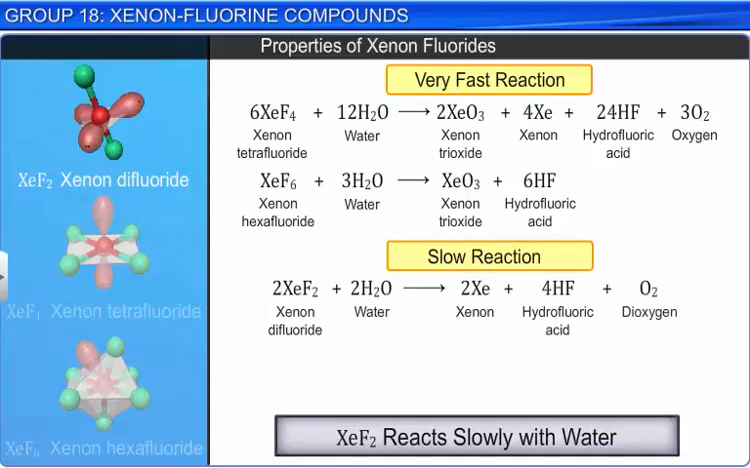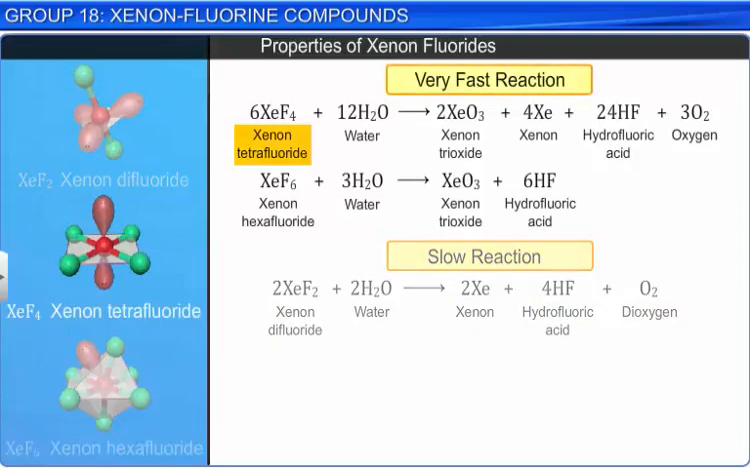You can see from the equations that the products of the slow hydrolysis of xenon difluoride are xenon, hydrofluoric acid, and dioxygen, while xenon tetrafluoride and xenon hexafluoride undergo hydrolysis to give xenon trioxide as the main product.